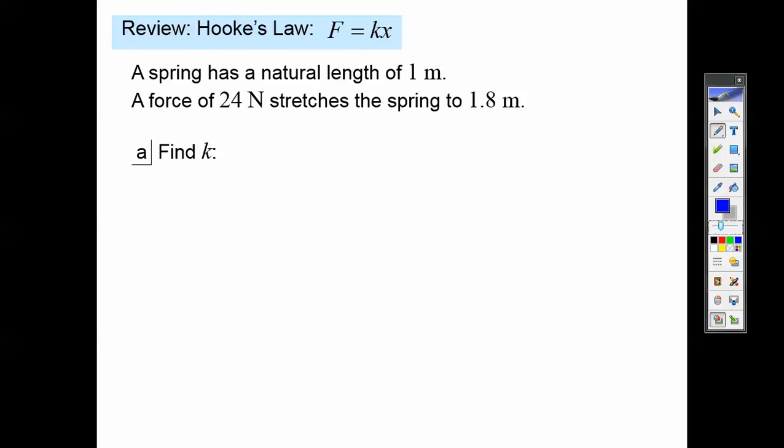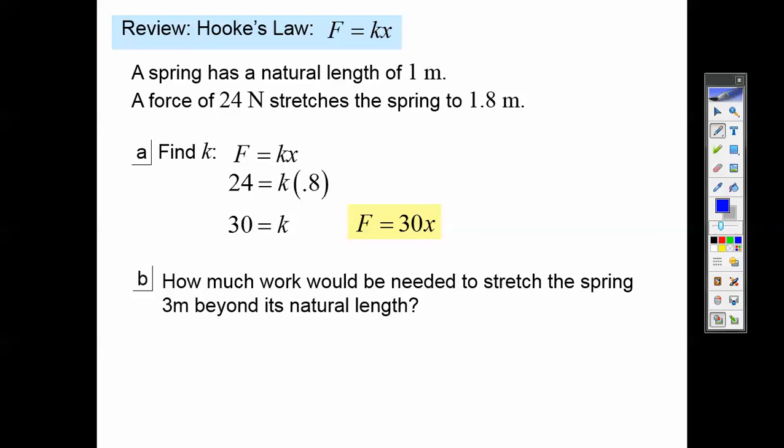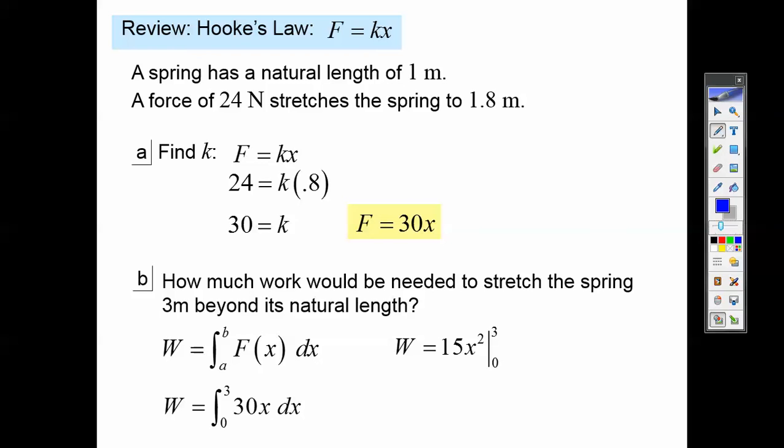Spring has a natural length of 1 meter. They use newtons and meters. 24 newtons stretches it to 1.8. So your X would be 0.8, your 24 is there, and so you get K is 30. So that means your force equation is 30X. How much work is needed to stretch it 3 meters beyond its natural length? So what would your integral be from here? 0 to 3. You've got to make sure you read the problem and understand what those numbers mean, and then they actually work it out. Okay, so that's Newton meters.